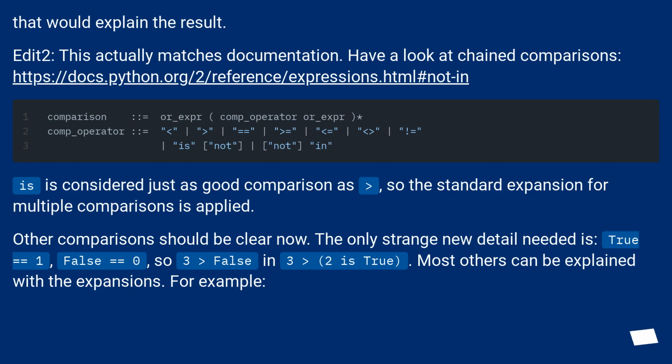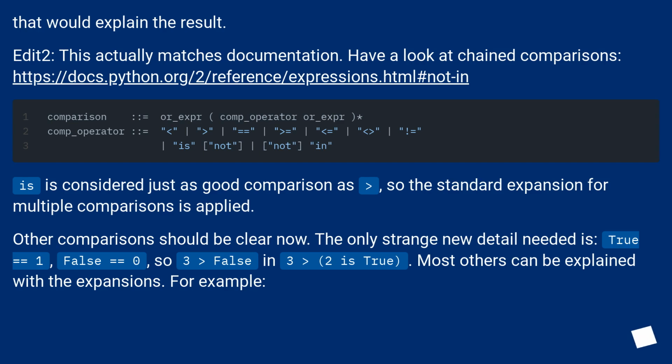Edit 2: this actually matches the documentation. Have a look at chained comparisons, this URL. It is considered just as good a comparison, so the standard expansion for multiple comparisons is applied. Other comparisons should be clear now. The only strange new detail needed is, True equals 1, False equals 0, so 3 is greater than False and 3 is greater than 2 is true. Most others can be explained with the expansions.